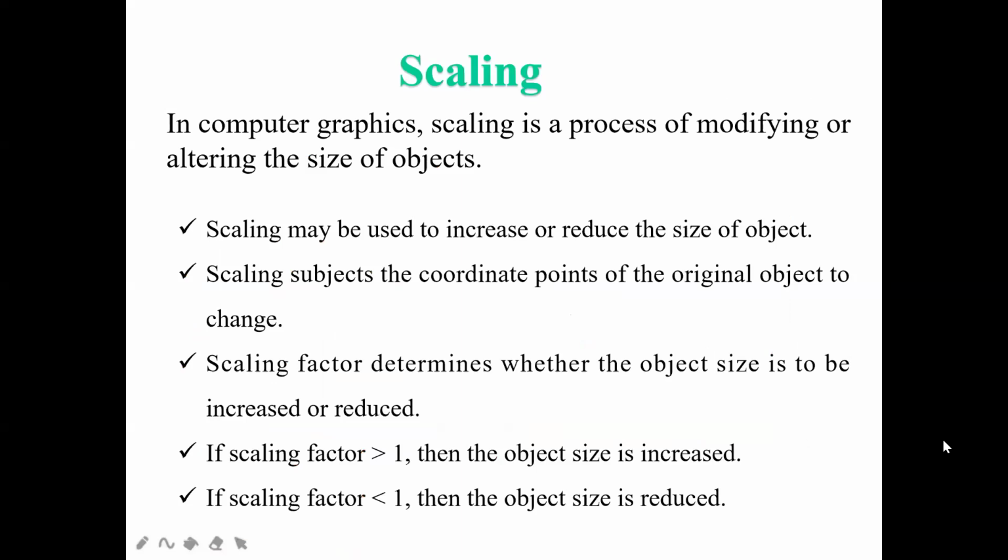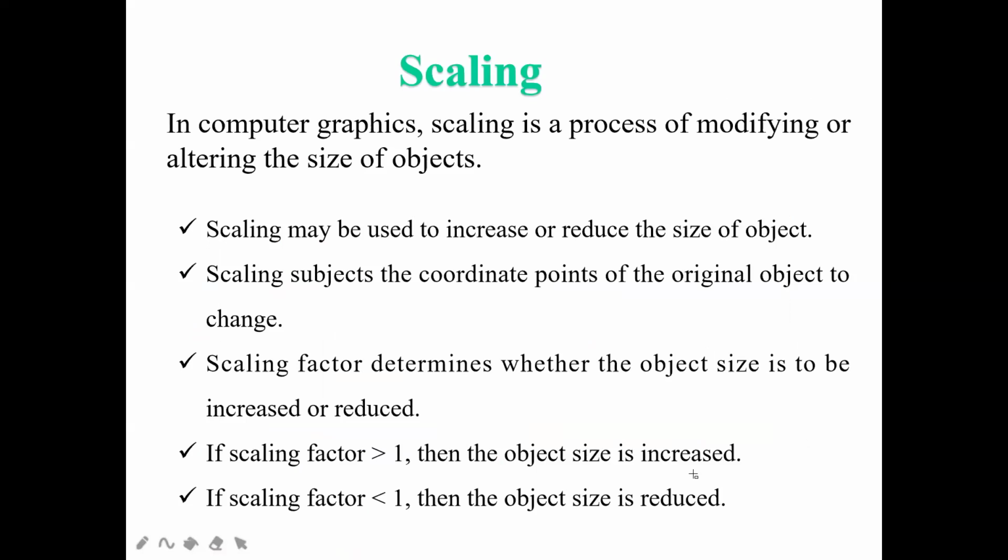Now let's come to the scaling part. This is one more type of 2D transformation. In scaling, in computer graphics, it is a process where you can modify or alter the size of your object. I have told you that scaling will help you change the size of your object. You have to remember what changes you want to do for your object.